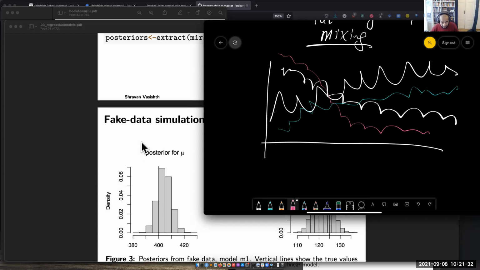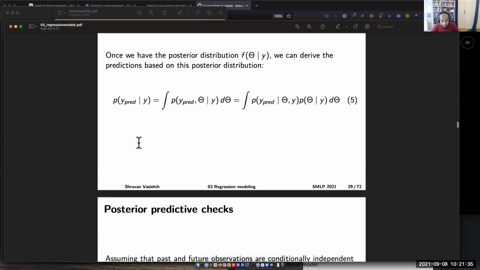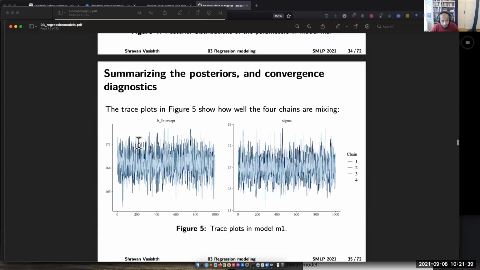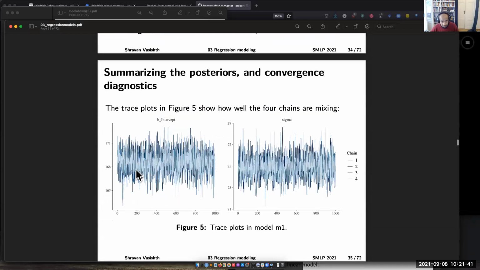One way to diagnose the mixing of the chains is to plot the chains to see if they are mixing properly. What you're seeing here in this plot is, for the intercept and the slope, the chains, and you're seeing that these 4 chains are mixing nicely.